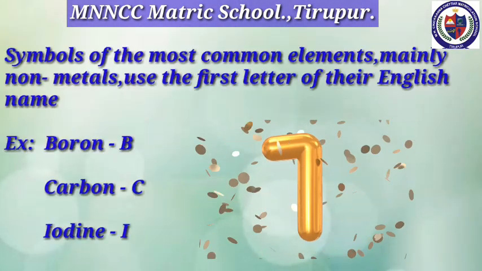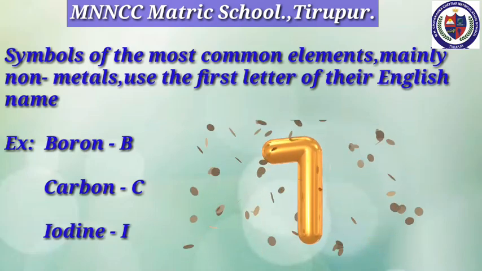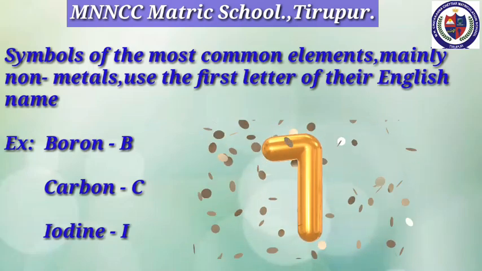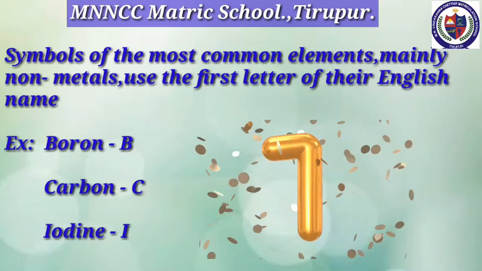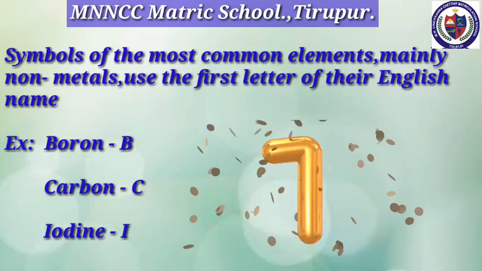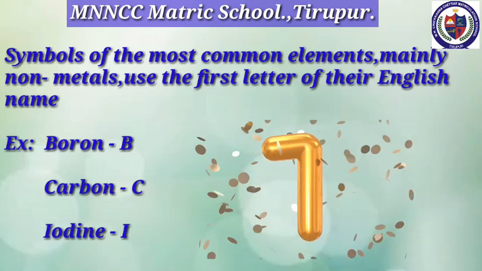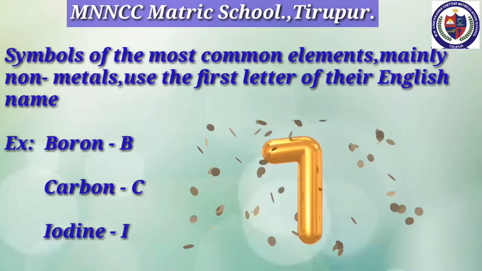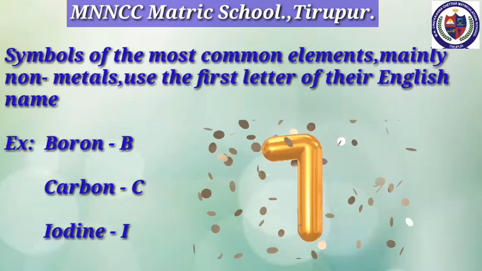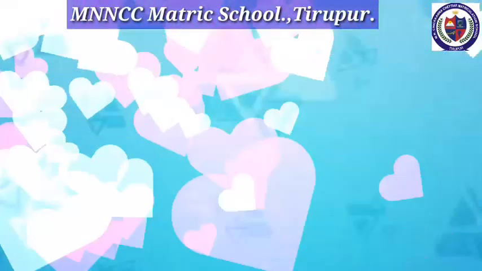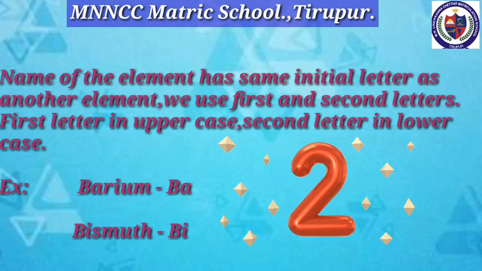Number 1. The symbols of the most common elements, mainly non-metals, use the first letter of their English name. For example, capital B is the symbol for boron, capital C is the symbol for carbon, capital I is the symbol for iodine.